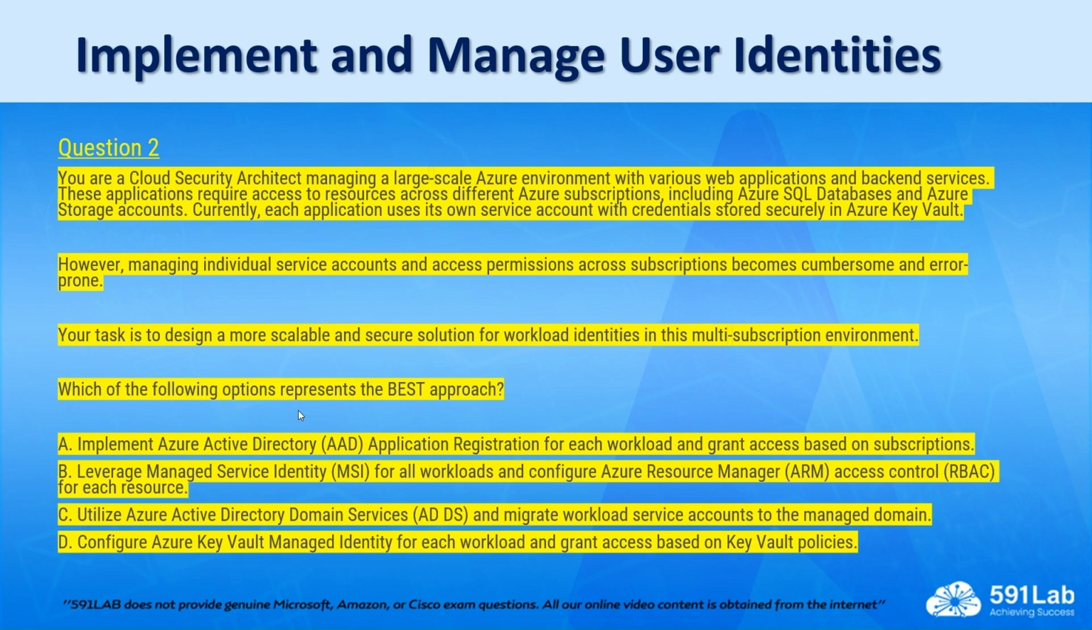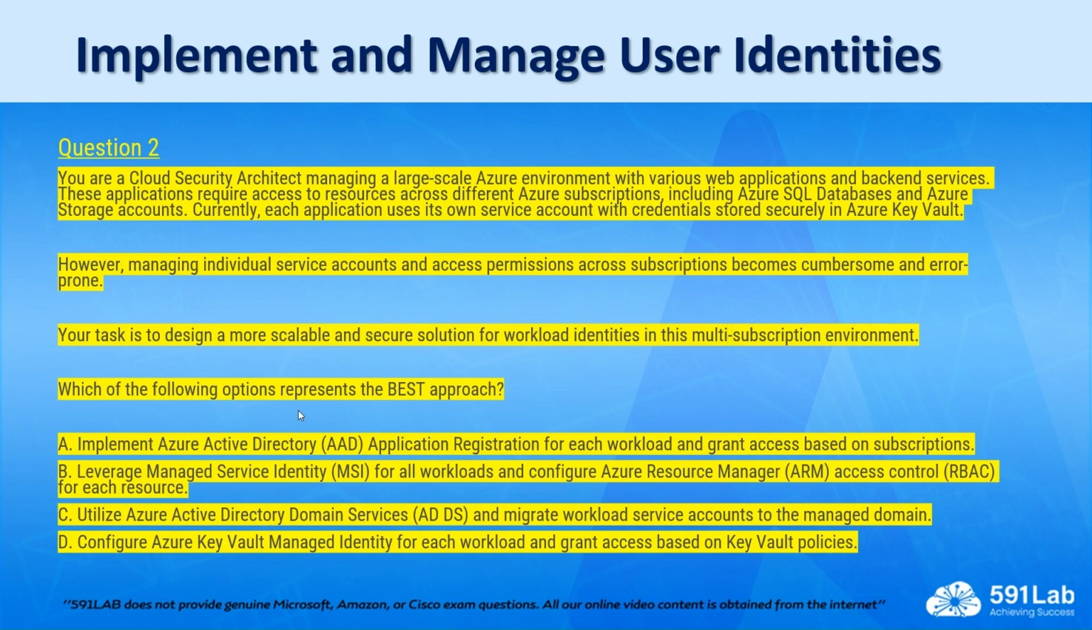Which of the following options represents the best approach? A. Implement Azure Active Directory application registration for each workload and grant access based on subscriptions. B. Leverage managed service identity for all workloads and configure Azure Resource Manager access control for each resource. C. Utilize Azure Active Directory Domain Services and migrate the workload service accounts to the managed domain. D. Configure Azure Key Vault managed identity for each workload and grant access based on the Key Vault policies.